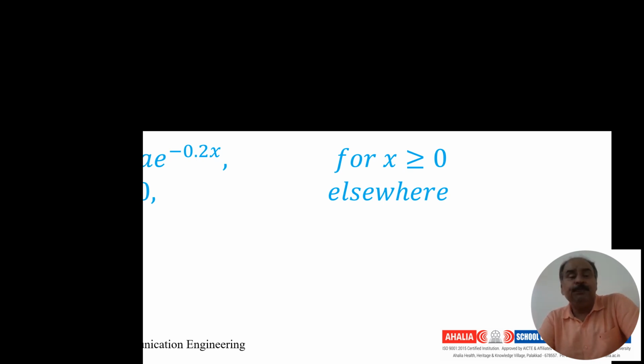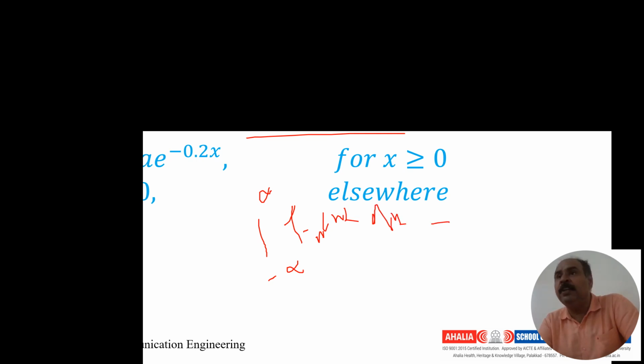Find if the value of A is fixed and PDF is given to you. So what happens? Integral minus infinity to infinity fx of x dx will be equal to 1, right? Yes. Integral minus infinity to infinity fx of x dx will be equal to 1.